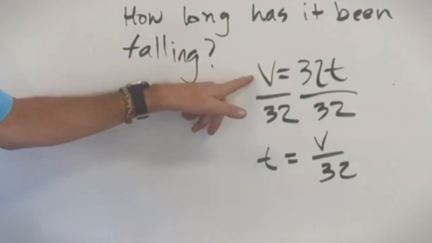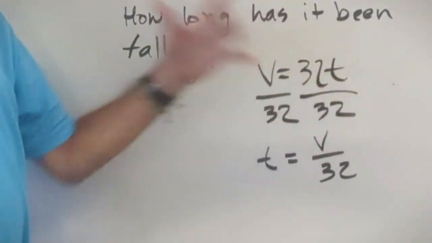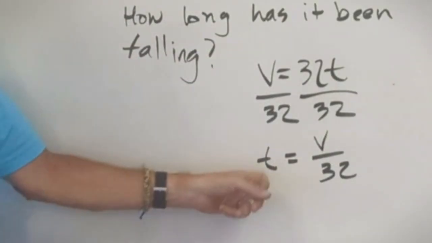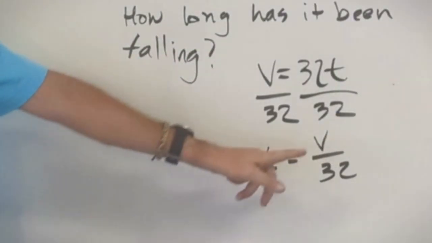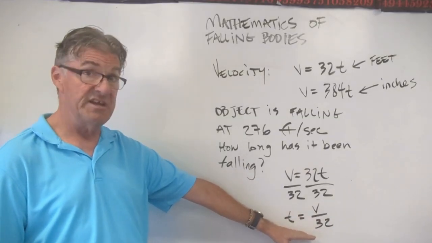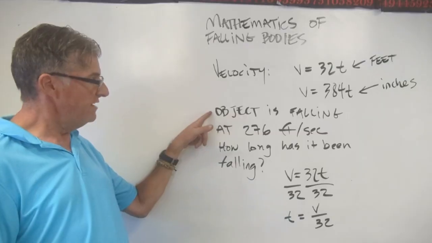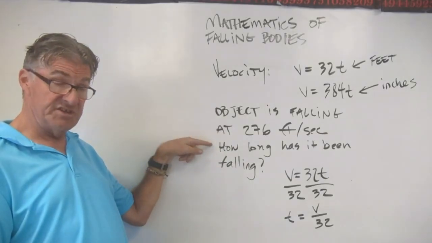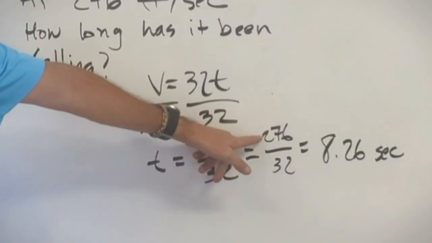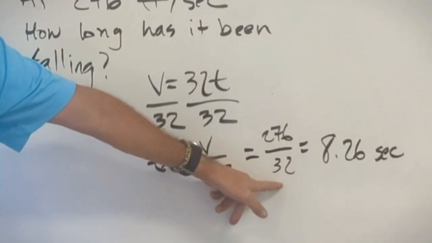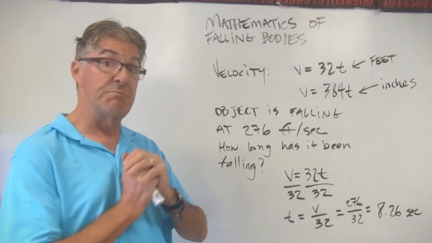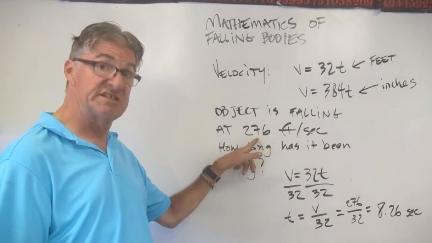Okay, so here's my equation. Velocity equals 32t. To get the t alone, I just divided both sides by 32. I brought my t over to this side because that's how we like to express these things. So the time is just the velocity divided by 32. So now that you have an equation to find time if you know velocity, go ahead and plug in your numbers from our situation here and solve for time. Okay, so here's what I get. I plugged in my velocity, 276 feet per second divided by 32, and I get 8.26 seconds. So in this case, that's how long the object has been falling in order to achieve this velocity.